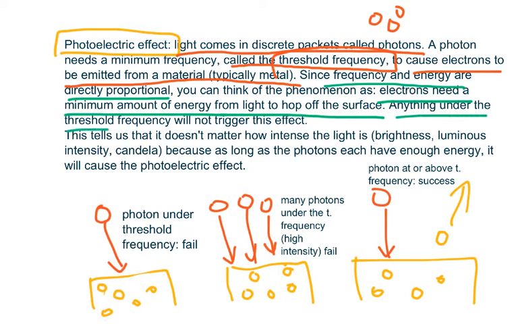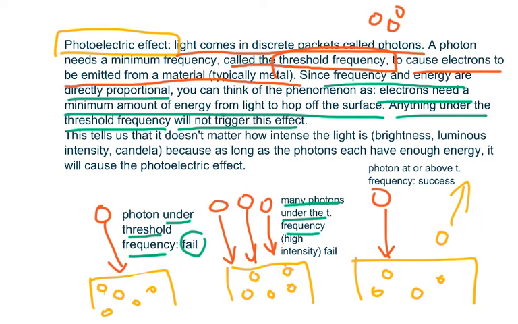Anything under the threshold frequency, or under the minimum amount of energy required to excite an electron off the surface, will not trigger this effect. So, in the very first image, this photon is under the threshold frequency, and since frequency and energy are directly proportional, that means that this photon does not have enough energy. So if this photon hits a piece of metal such as this, it will not excite any electrons, so it fails.